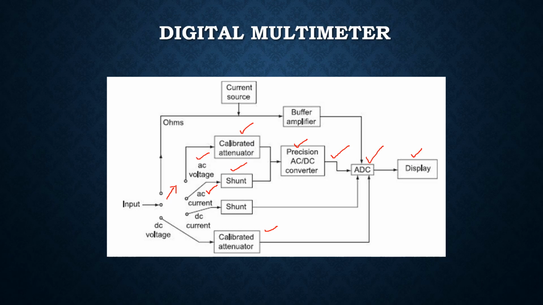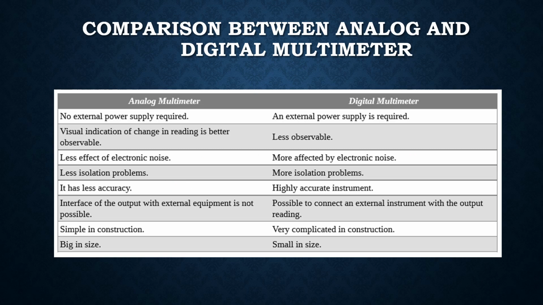Next we have the difference between analog multimeter and digital multimeter. This is a very simple part, and very important because this question comes in your university exam, and basically short notes come from this chapter only. In an analog multimeter no external power supply is required. You can see it in your lab. In a digital multimeter, an external power supply is required. You can see it from the block diagram. Visual identification of change in reading is better observable in analog; in digital it is less observable.